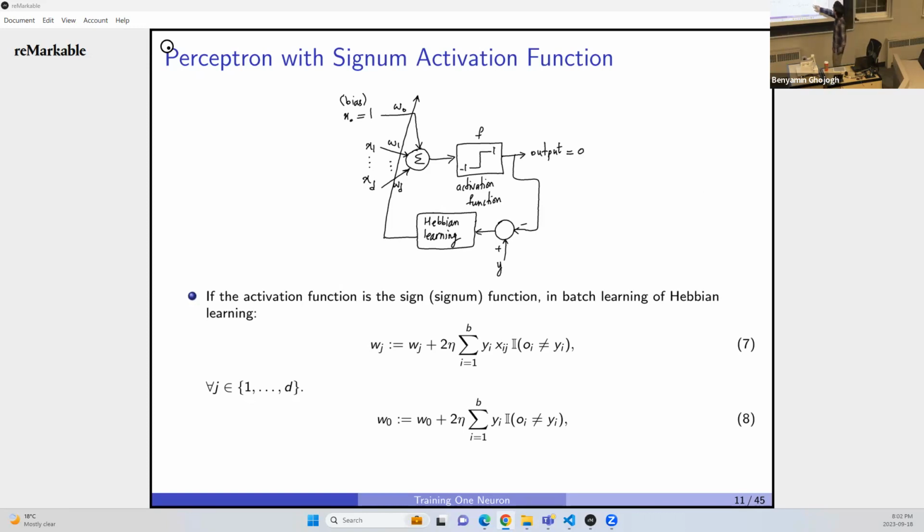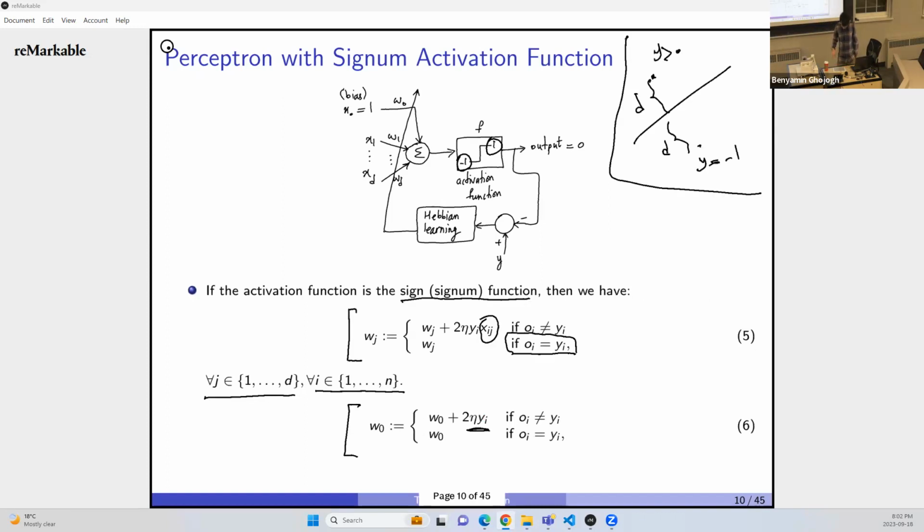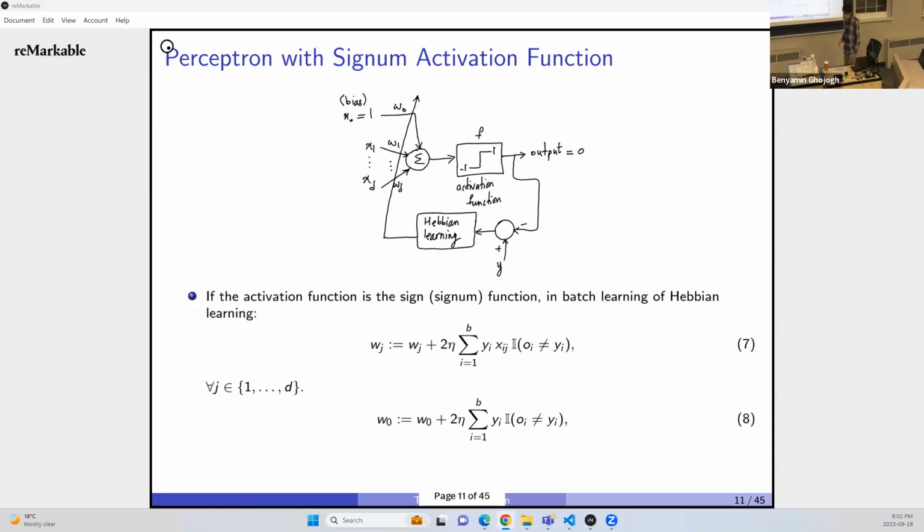By the way, we can write it in this way. We can restate or rewrite equations 5 and 6 as equations 7 and 8. How? Using an indicator function. The indicator function is 1 if its condition is satisfied. Otherwise, it's 0. Right?